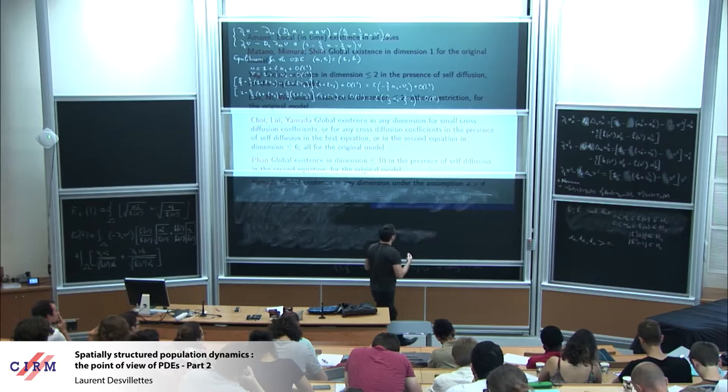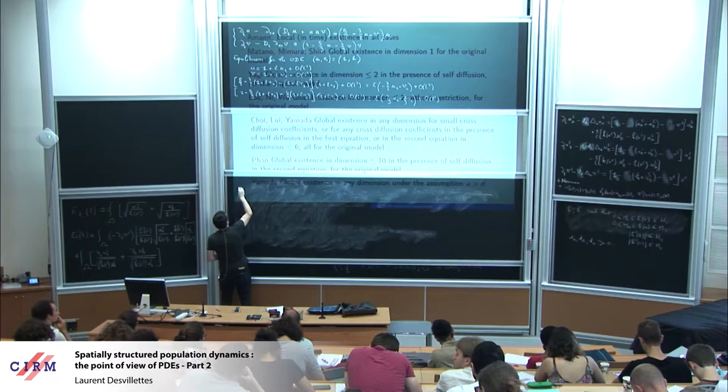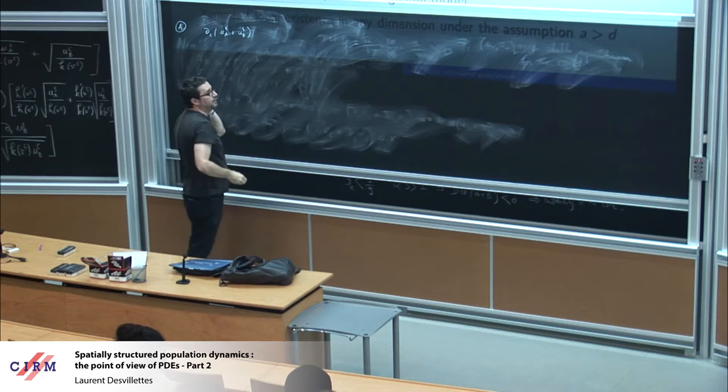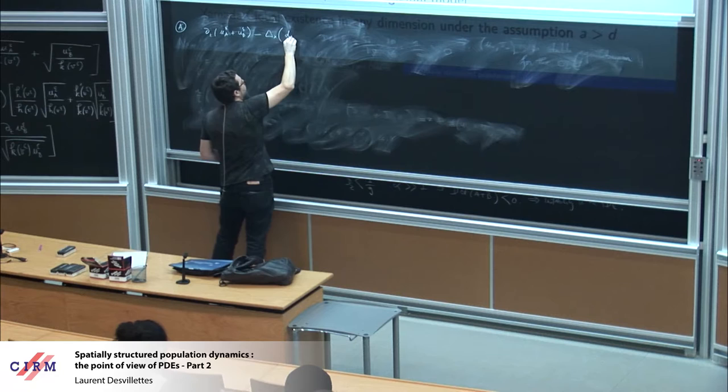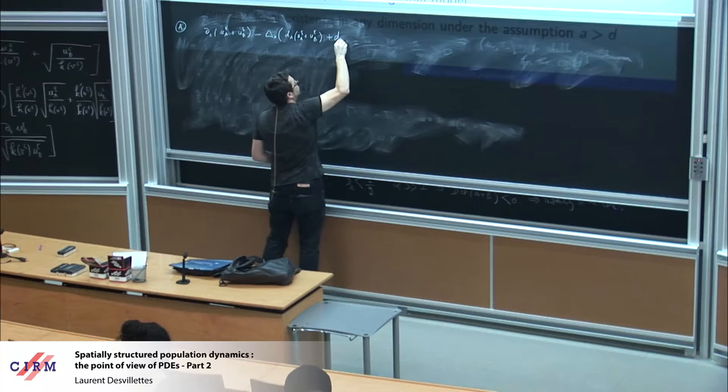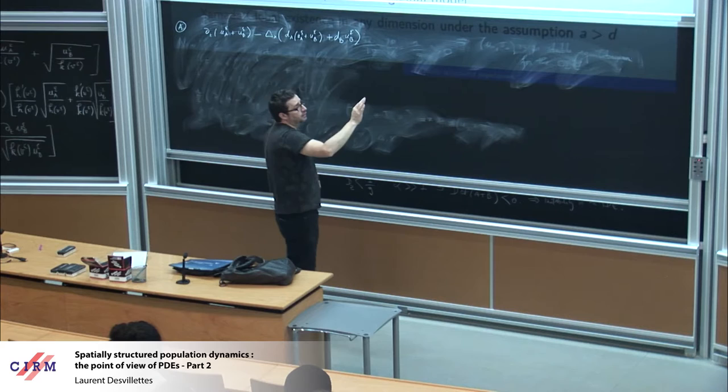So the first thing, so let's call it A, consists in writing the equation for this quantity. And as you can see, what you get is the following. So this is the diffusion part. And in the reaction part, only the first part is present. And what you get is exactly this.